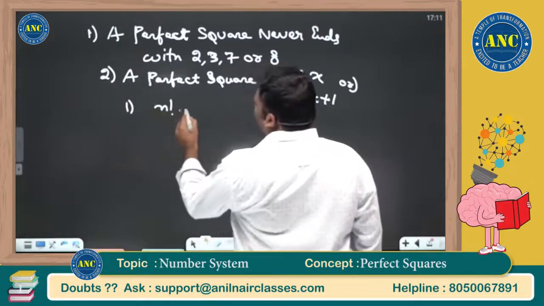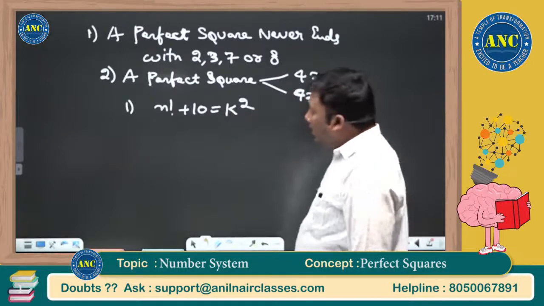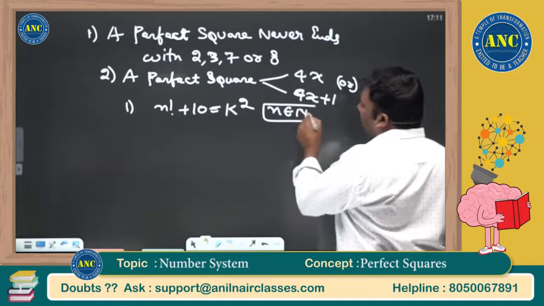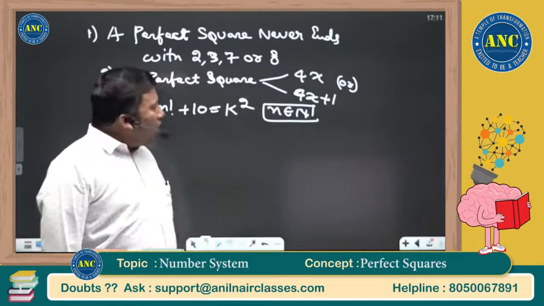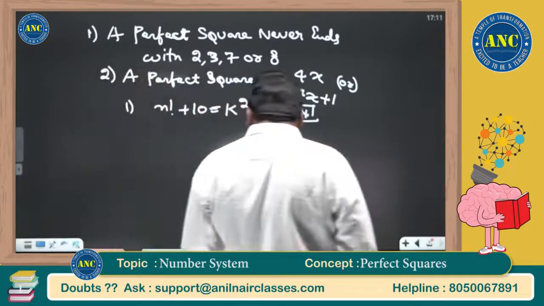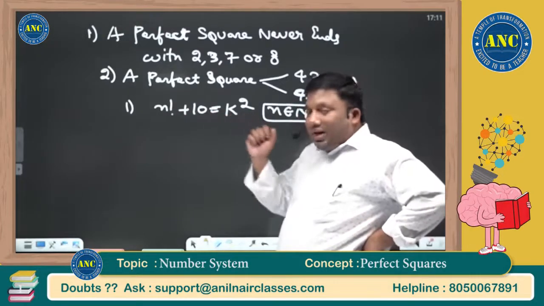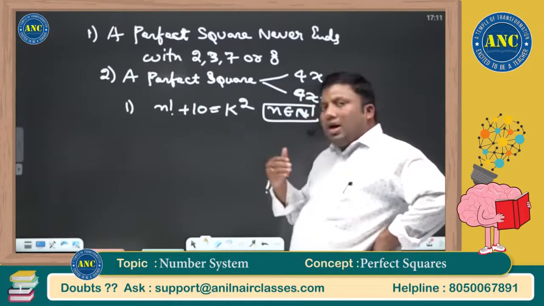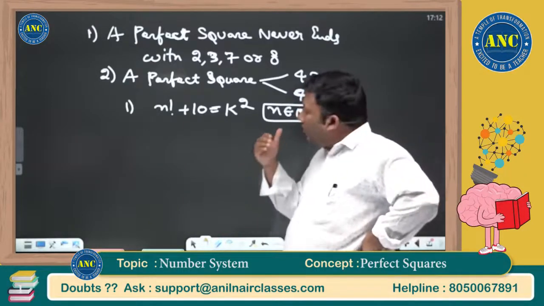N factorial plus 10 equivalent to k square. How many natural number values n will take which will satisfy the equation? Now see here. If you see this question, the left hand side has a factorial. Factorial is defined for whole numbers. Here n is given as a natural number. How many values of n will take such that n factorial plus 10 equivalent to k square?